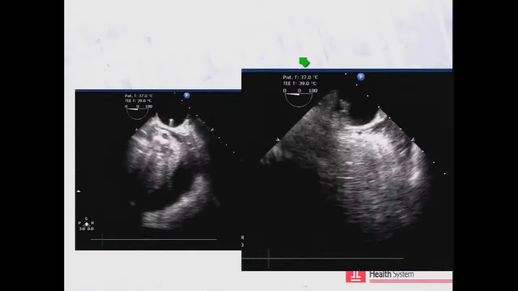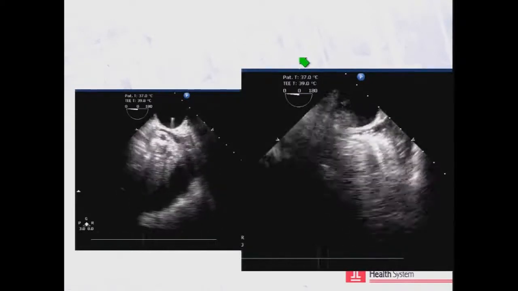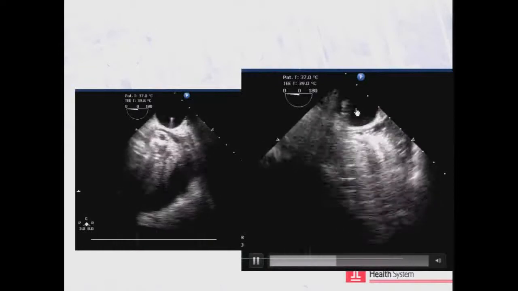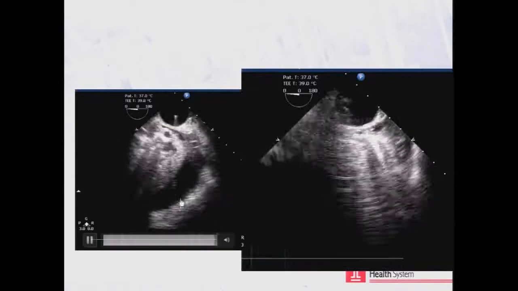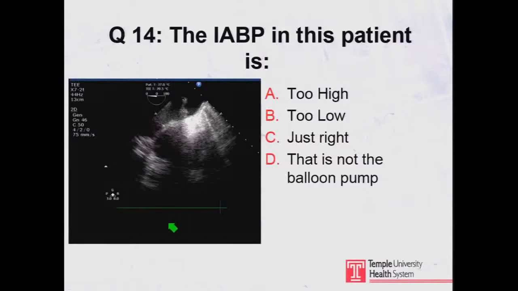So this is the last set of images I'm going to show you. This is mid-esophageal views of the descending thoracic aorta in a patient, a different patient than the one I showed you before, with an intra-aortic balloon pump. So take a look at this. And now this still frame, 0 degrees, gotten by withdrawing a little more. And the final question is, the aortic balloon pump in this patient is too high, too low, just right, or that is not the balloon pump.